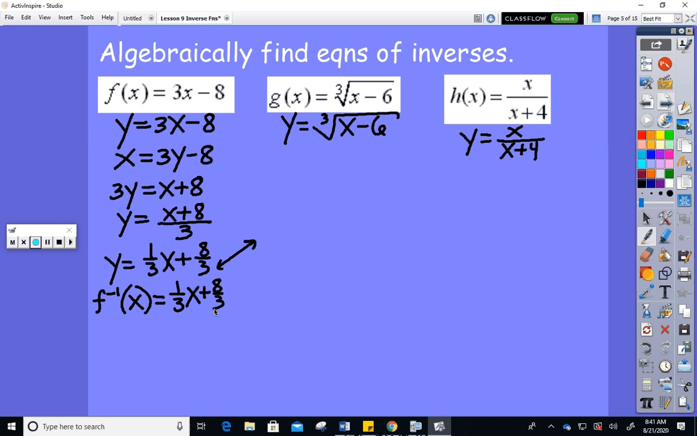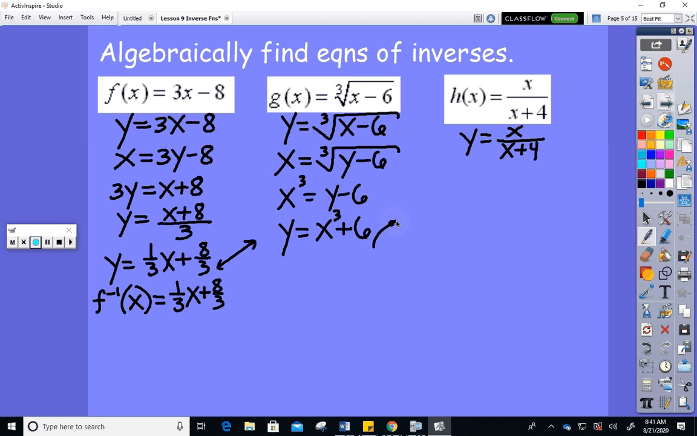So on g of x, I've already subbed in y. I'm going to reverse x and y. So now I'm going to begin to isolate the new y. So I cube both sides, and I add 6. Now I know that x cubed plus 6 looks basically like this. That's the shape of it, and I know it's been elevated 6 units on the y-axis, but I know just by looking at it, it is going to pass the vertical line test. Therefore, g inverse of x is x cubed plus 6.